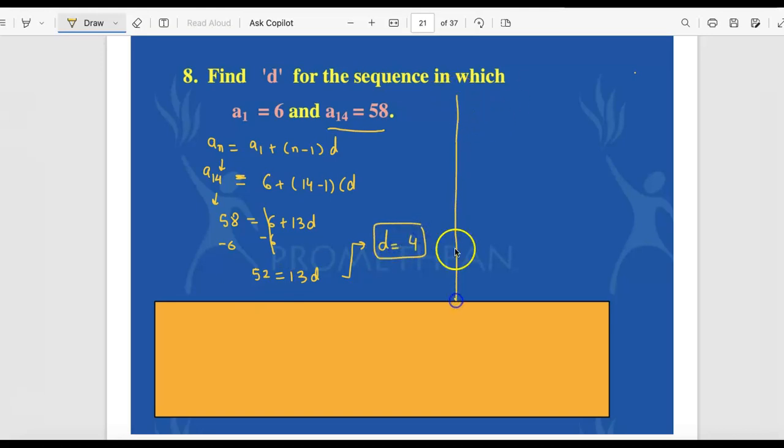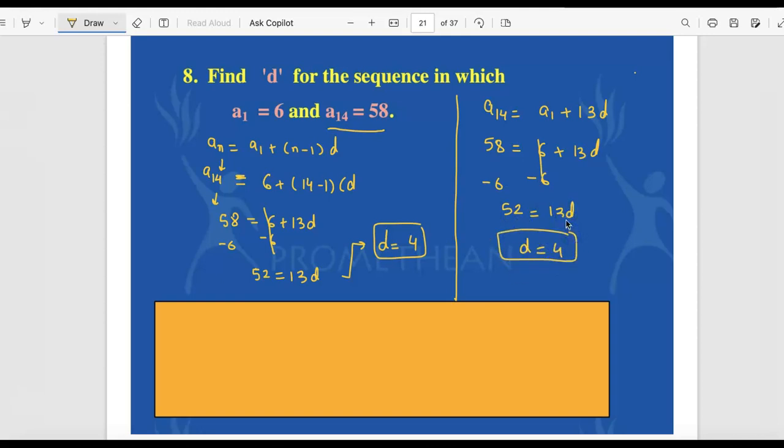I got it. Now if you want to find it by another method, a sub 14 means what? It is your a1 plus 13d. So what is the value? This is your 58. Again, this is your 6 plus 13d. Again, it brings you back to over here. We are just going with the same method. So this is your 52 is equal to 13d, and d is equal to what? That's your 4. I'm able to find the common difference also by this method. Whichever method you like, you can just use that method.